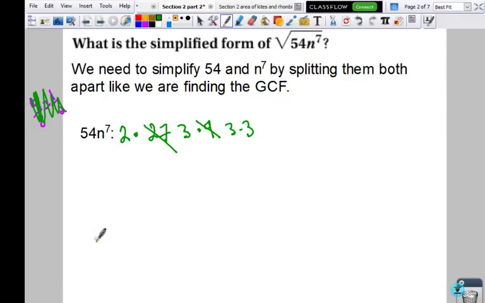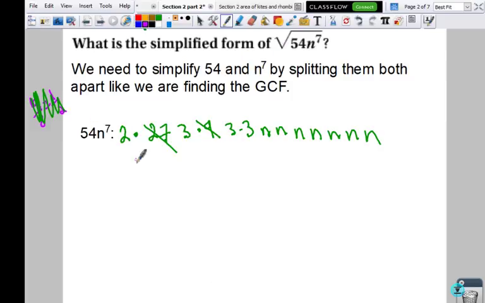But this time I've got this n to the 7th here, right? How many n's is that? It's 7, right? So I'm going to go 1, 2, 3, 4, 5, 6, 7. So I split this up as much as possible. And now it's just like your warm-up, just like what we did last Wednesday.